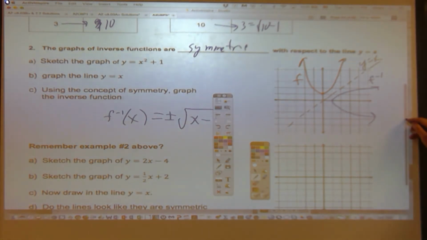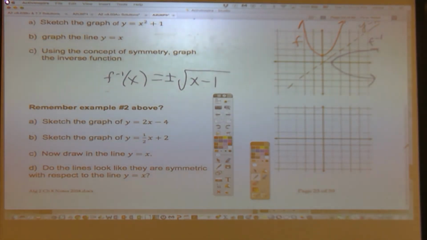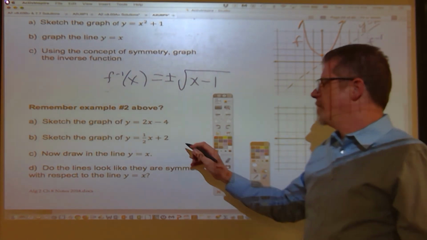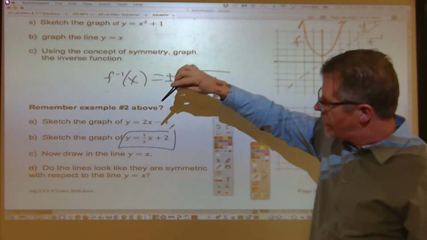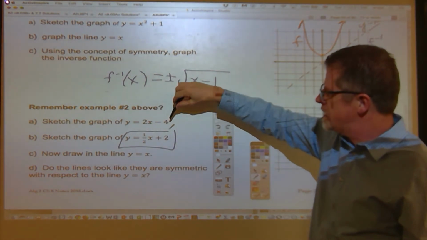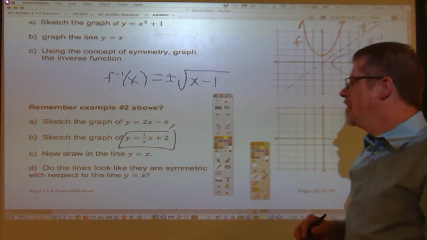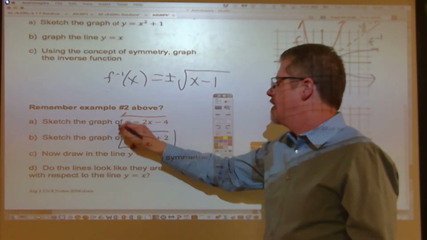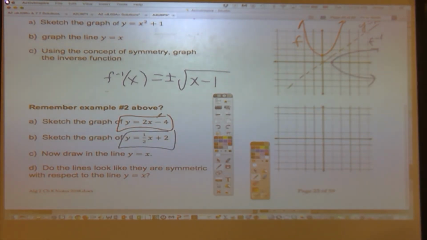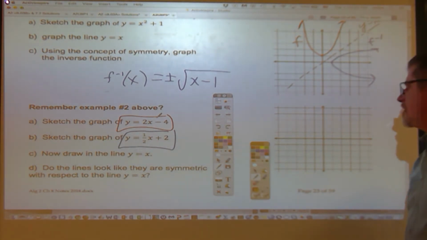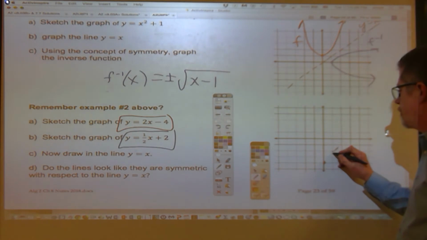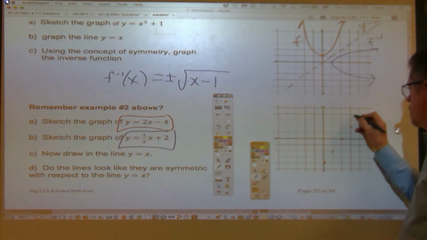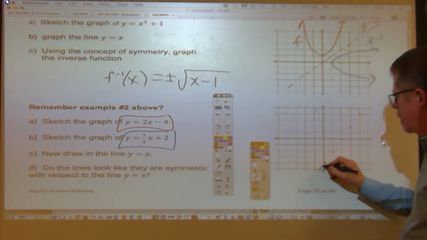Okay, and then here's another one they want us to try. Remember, this is one that Jay asked about. He said, wait, why is it 1/2 x plus 2? Well, because we divided 2x by 2, we divided the other one by 2. So let's do this one in red, and then the inverse in blue. So sketch the graph of y equals 2x minus 4. Make sure you go up 2 over 1 for the slope. We're going for beauty here.